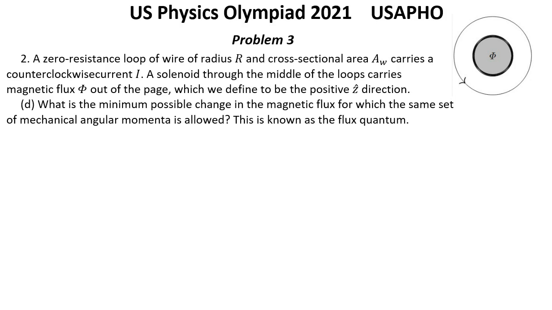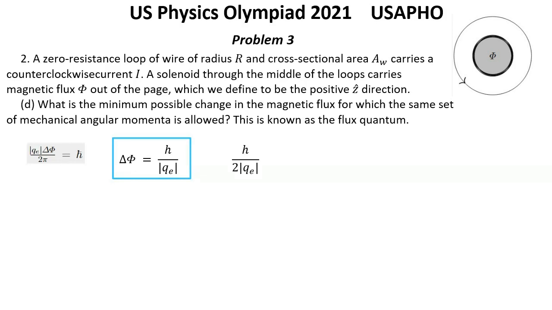Question D. What is the minimum possible change in the magnetic flux for which the same set of mechanical angular momenta is allowed? This is known as the flux quantum. Solution. We require from previous that Q multiplied by delta F over 2 pi equal h-bar. So it means that delta F must be equal h over the absolute value of the charge of the electron. Note that for a superconducting ring the flux quantum is h over 2 q_e, because the electrons come in Cooper pairs, but this wasn't part of this problem. So that was the solution for problem D.